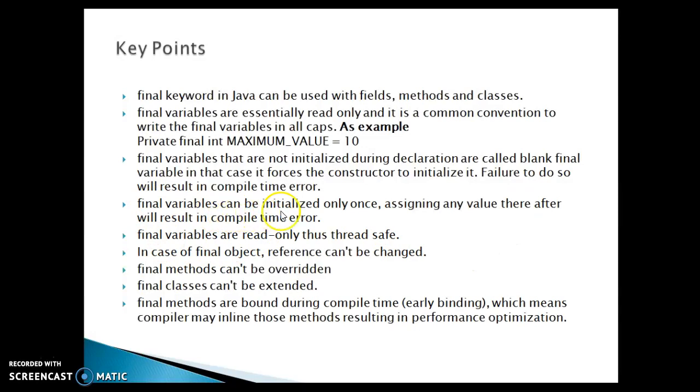Failure to do so will result in a compilation error, which we have already seen. Now final variables can be initialized only once. Assigning any value thereafter will result in a compile time error. Now next point, final variables are read only, thus they are thread safe, right? In case of a final object, the reference can't be changed, which we have already seen. Now final methods can't be overridden, final classes cannot be extended, and final methods are bound during compile time, which is called early binding, which means the compiler may inline those methods, resulting in performance optimization, right?